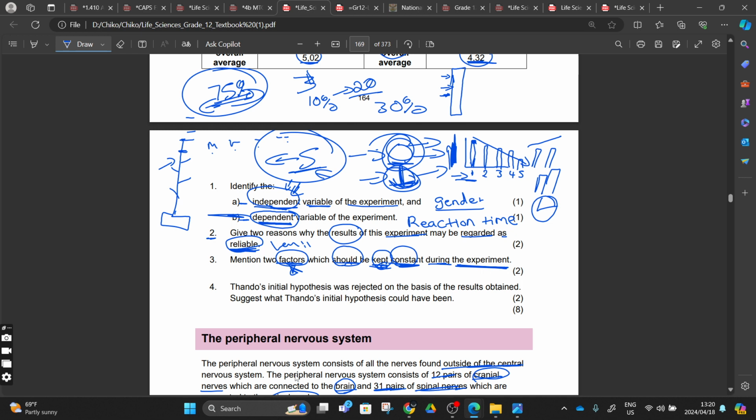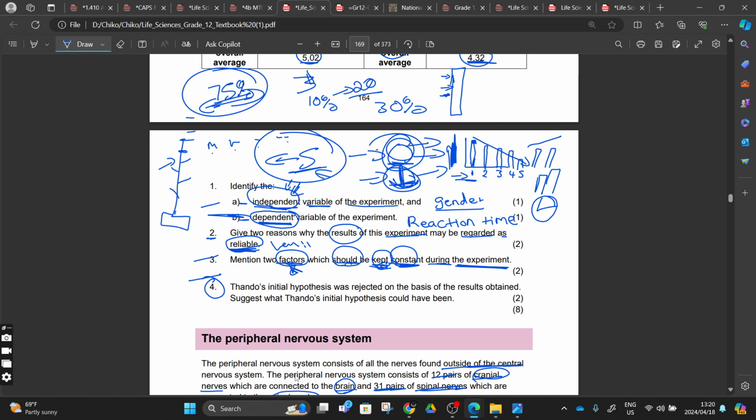When I come up with factors that should be kept constant during the experiment, I should sit down and think: we are having this experiment, what are those things that I'll have to keep constant? What are those things that I will not be changing, or that are not going to be changed? Right? You should be mastering these questions. And then number 4, maybe we'll come across this question on our question paper, and we'll do it with the information that I'm giving you now, right?